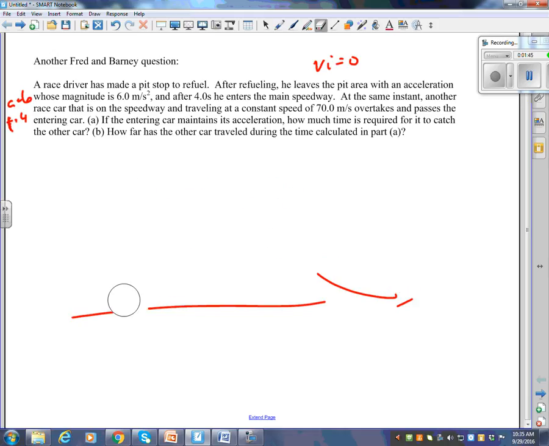Okay? Meanwhile, there's another guy driving by. The same instant, another race car. The same instant as what? That he enters the speedway. Not the same instant that he leaves the pit area. At the same instant, another race car that is on the speedway and traveling at a constant speed of 70 meters per second overtakes and passes the entering car. So, in fact, at 0 seconds, upon entering the speedway, they are at the same spot. So you should get, in your quadratic, an answer of 0 because they're side by side when? At 0 seconds.